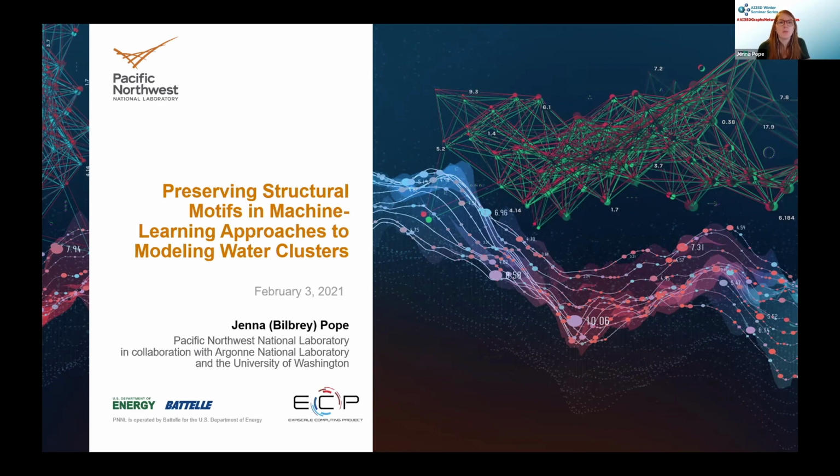Today I'll be discussing work that's been done in collaboration between my institution, Pacific Northwest National Laboratory, Argonne National Laboratory, and the University of Washington on preserving structural motifs in machine learning approaches to modeling water clusters.